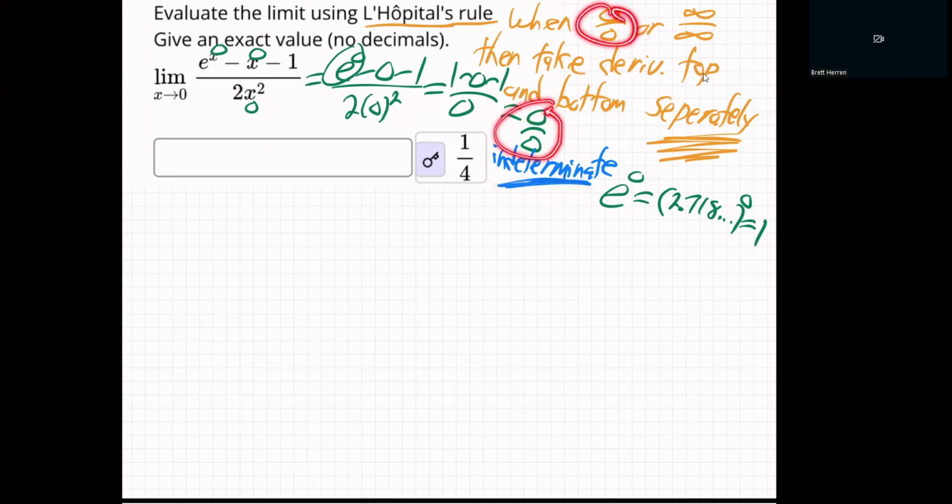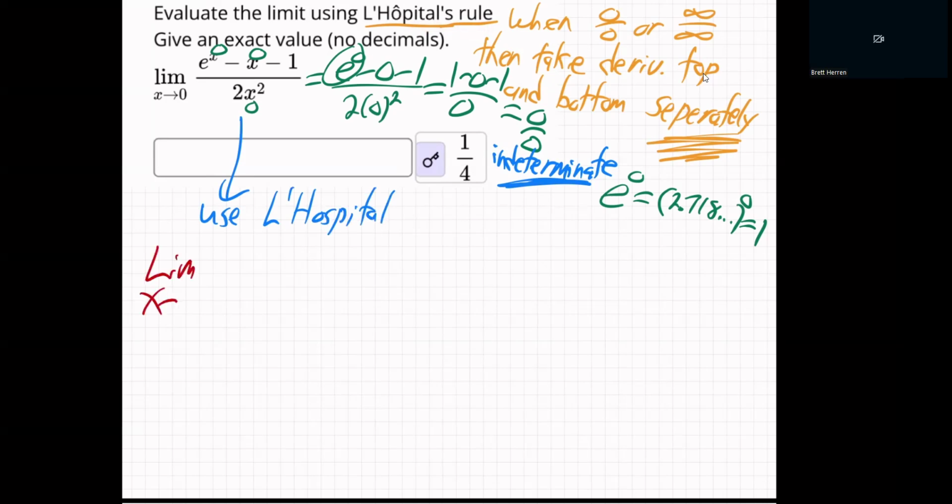Anyway, we can't stop there. And when we get 0 over 0, we can use L'Hopital's rule. So we're going to do Lopi. So I'm going to say use L'Hopital's rule. So here we go. I'm going to rewrite it using Lopi. And what does Lopi say we do? We do the derivative of the top and the bottom separately. So just the top all by itself.